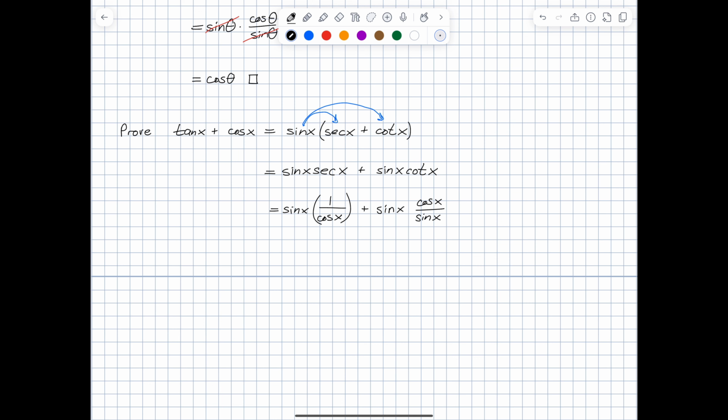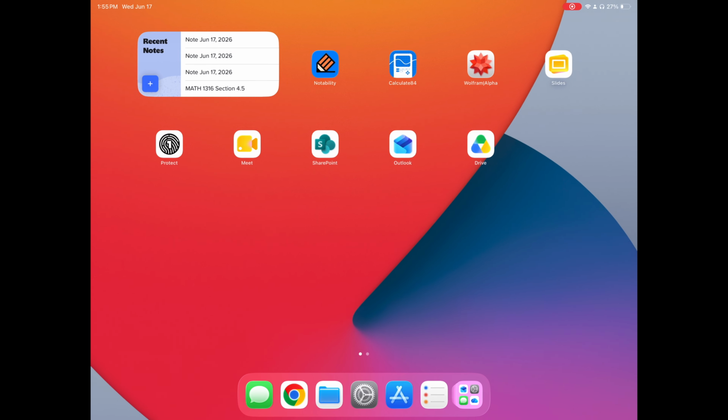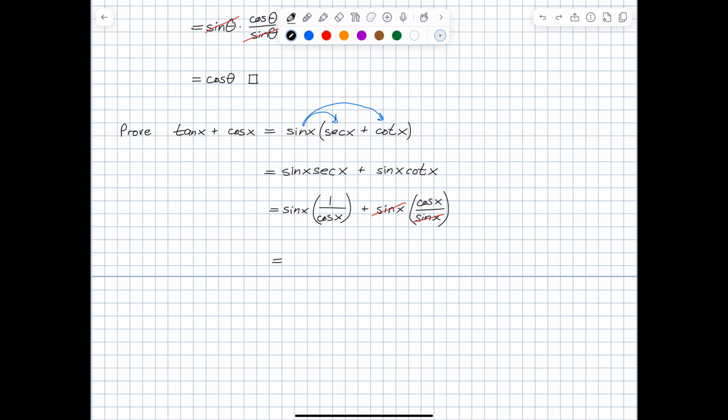Then, in the second term, you might notice there's a sine on top and on bottom. Those two are going to cancel. And then for the first term, I'm just going to go ahead and multiply them together. So sine x multiplied by 1 over cosine, that's just going to be sine over cosine. We're going to have sine over cosine plus cosine x.